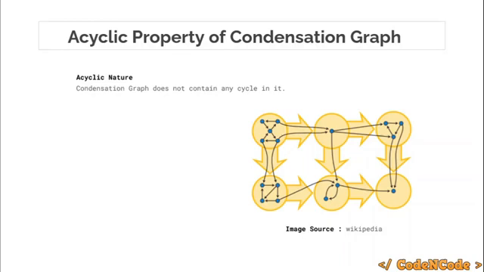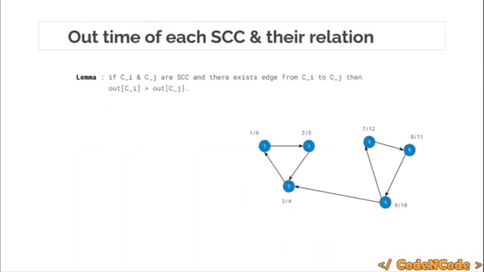So the condensation graph does not contain any cycle. Now the question is how this information is helpful to us. Well, this is one of the most important and helpful pieces of information, as you will know in a moment. So first of all, for the graph, if there are two strongly connected components Ci and Cj, and there exists an edge from Ci to Cj, then the out time of Ci would be greater than the out time of Cj. Now what is out time? We have already discussed in time and out time using DFS in graph theory part 1.